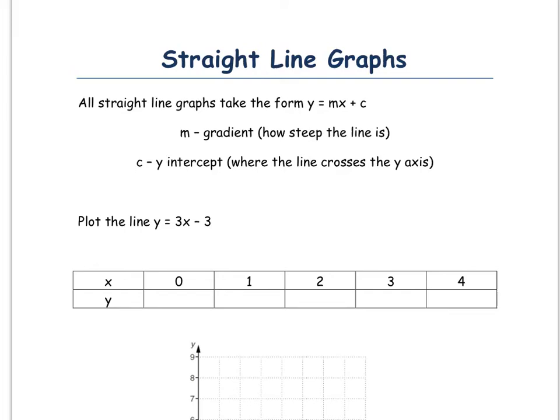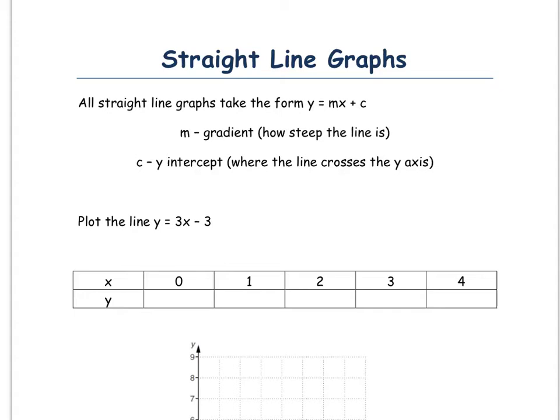Straight line graphs. All straight line graphs take the form y equals mx plus c, where the m is the gradient. If it asks for the gradient in an exam, do not write down mx, just write down whatever the value of m is. And be careful, if it's a negative, make sure you write down -3 if it says -3x. The gradient is how steep a line is, and it means that for every one across the x-axis is how many up or down on the y-axis. If it's a positive value, it will be up, and if it's a negative value, it will be down.